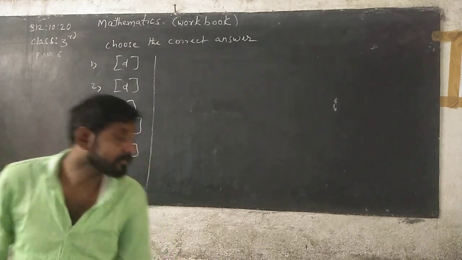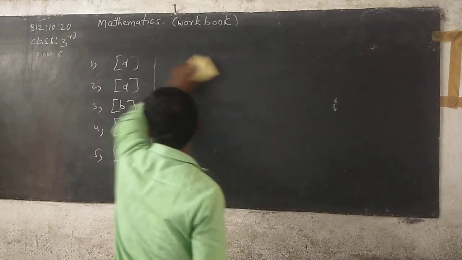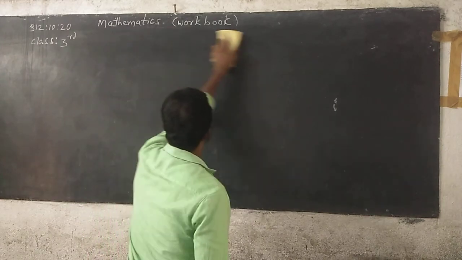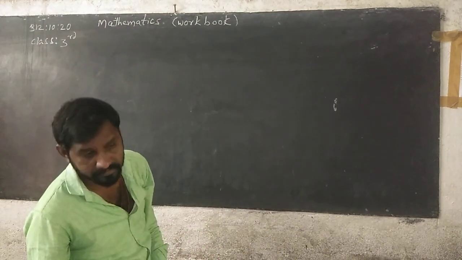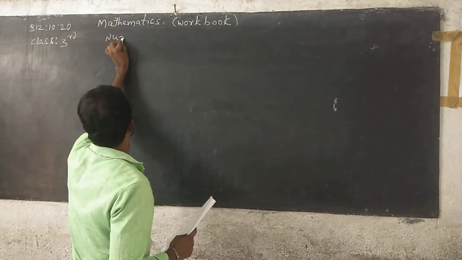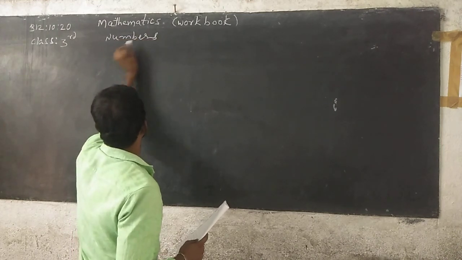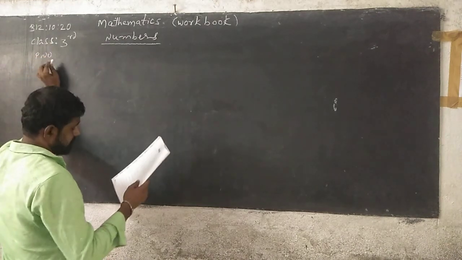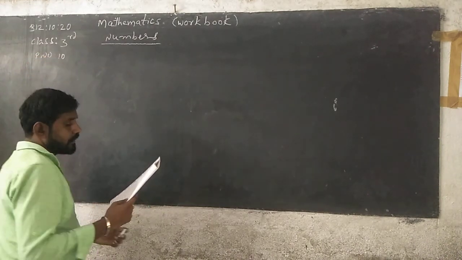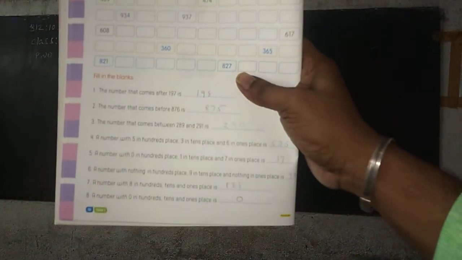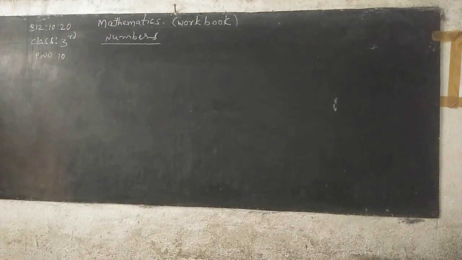Numbers. Now beta next, numbers. Page number 10. Complete the series in each row.